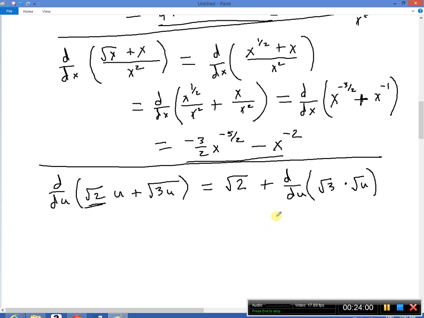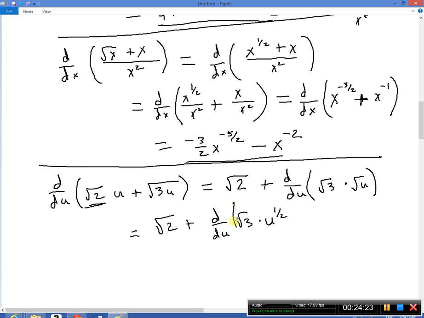Square root of 3 times square root of u is square root of 3u. That's how you multiply radicals. But now I'll write square root of u as u to the 1/2. So this is square root of 2 plus the derivative with respect to u of square root of 3 times u to the 1/2.